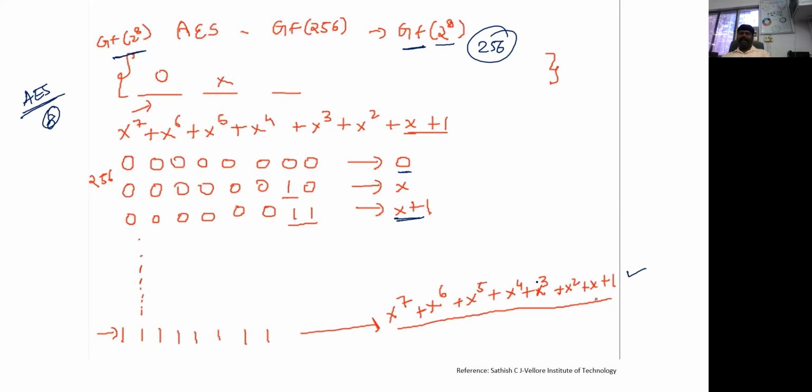The same concept I explained with respect to the Galois field 2 power 3. Similarly, you have the 256 element field combination when it comes to Galois field 2 power 8, which is what we'll be using in the Advanced Encryption Standard operation. I hope it is clear. Any queries regarding this slide explanation? I'm waiting for your acknowledgement.